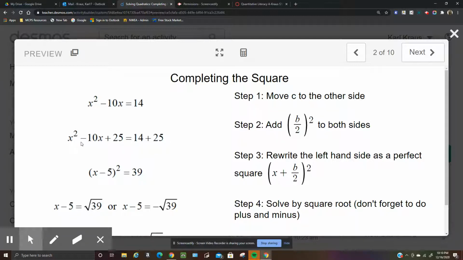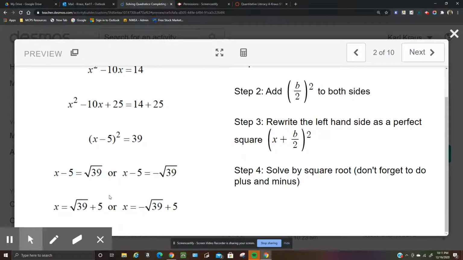And then factor, rewrite the left-hand side into x minus 5 squared. Take the square root of x squared is x. The square root of 25 is 5. This sign is a negative. And then take the square root of both sides. X minus 5 equals square root of 39, and x minus 5 equals negative square root of 39, and add 5 to both sides. So square root of 39 plus 5, or negative square root of 39 plus 5.